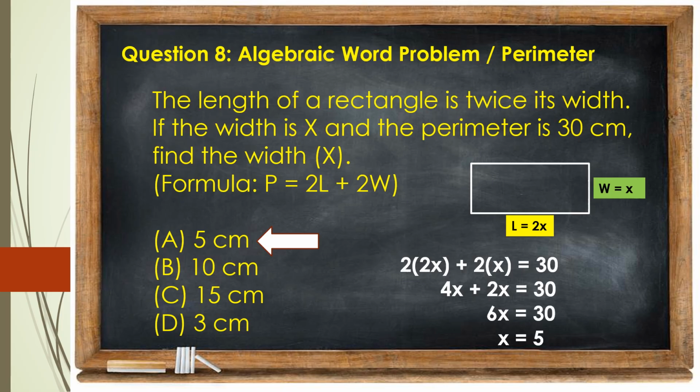That gives us 4x plus 2x equals 30. Combining like terms gives us 6x equals 30. Divide 30 by 6 to isolate x, and we find that x equals 5. So, the width is 5 centimeter. Letter A is correct.